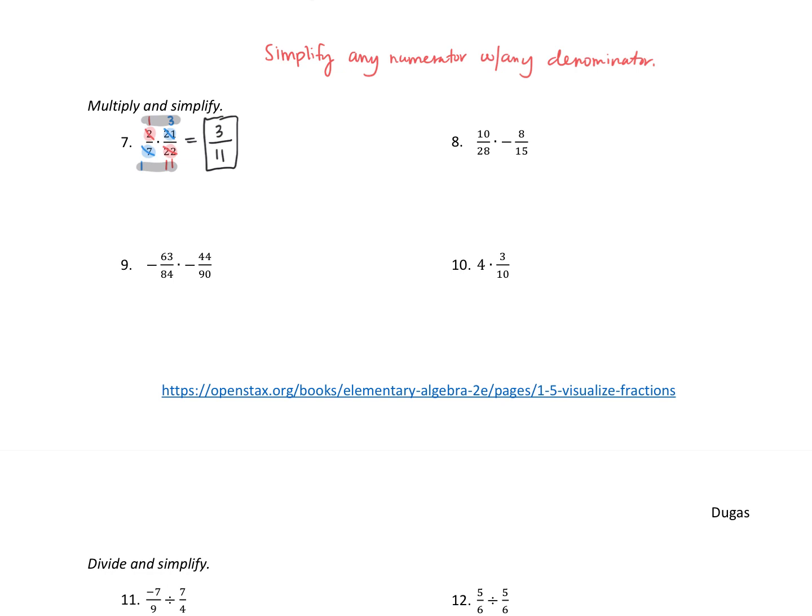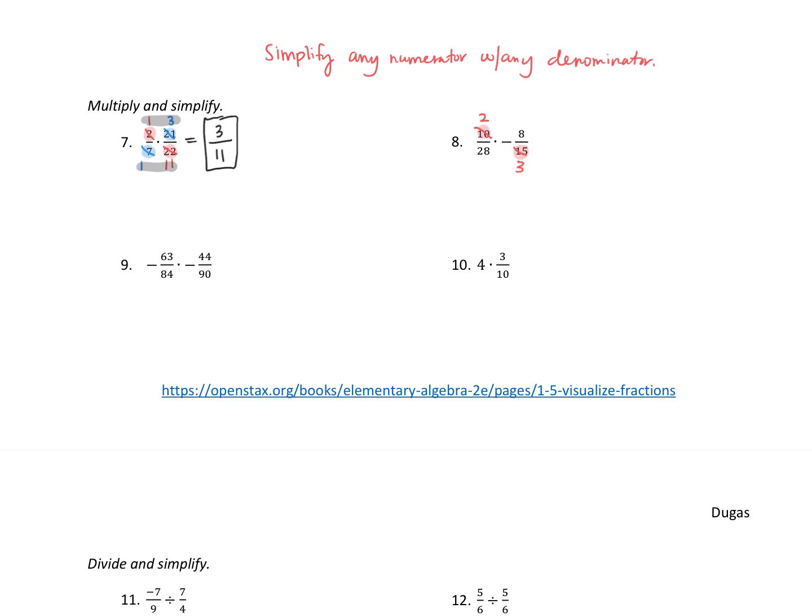All right, so let's look at number 8. I'm going to pick one numerator and one denominator that I see that have something in common. So I'm going to look at the 10, and I'm going to simplify it with a 15. So 10 and 15 can both be divided by 5. So 10 divided by 5 is 2, and 15 divided by 5 is 3.